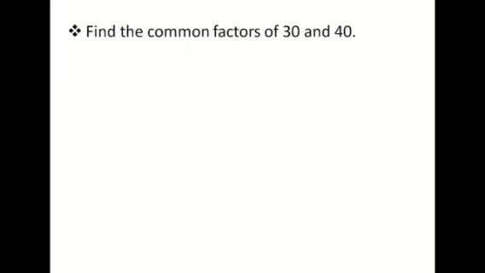Look at the next question. Find the common factors of 30 and 40. Can you tell me how to do? Yes, you have to find all the factors of 30 and 40. Then you have to compare and find out the common factors. So in your working column, you find out all the factors of 30. Okay. So for 30, what can we write? 1 thirties are 30, 2 fifteens are 30, 3 tens are 30, 5 sixes are 30. Yes. So please do it.